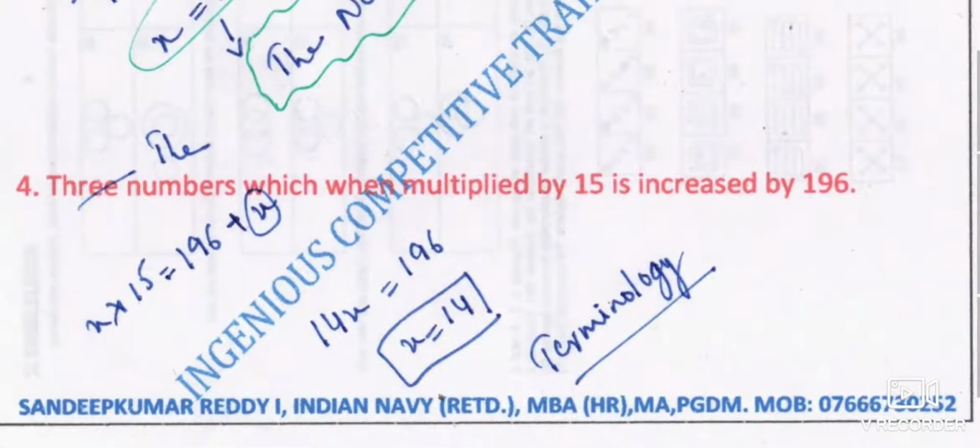Now again we have: a number when multiplied by 15 is increased by 196. In this case, if the number is x and it is multiplied by 15, then the number is increased by 196, that is x plus 196. So 15x is equal to 196 plus x. In that case 14x equals 196 is the right answer. So x equals 14. Everything depends on the terminology.